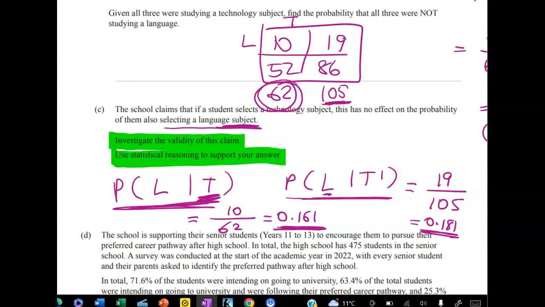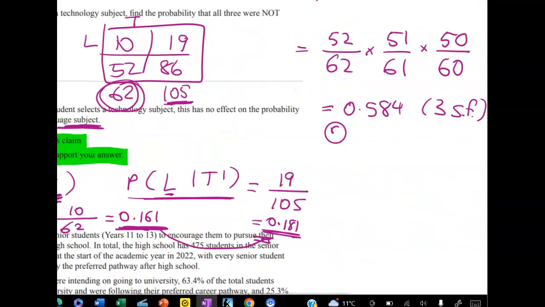If you look at this to this, there's a bit of a difference there, right? It's 0.02, which looks like a small number, but if we compare that to 0.161, we don't get 0. We get about, what's it going to be? It's going to be about 12 percentage points different. So what am I going to say based on those 2 conditional probabilities?